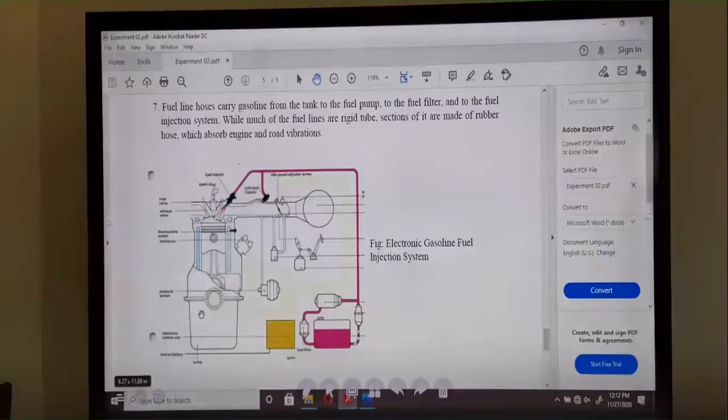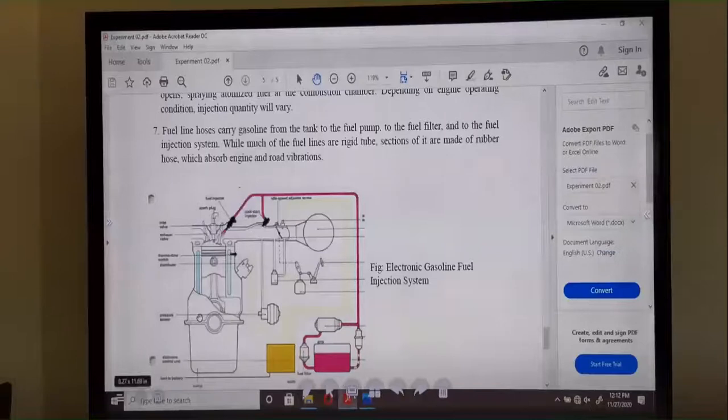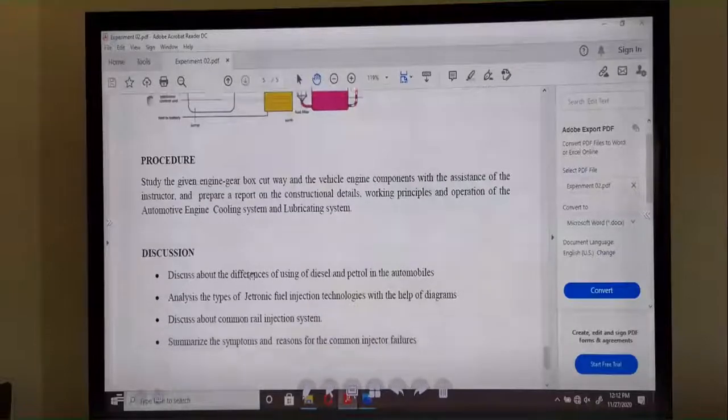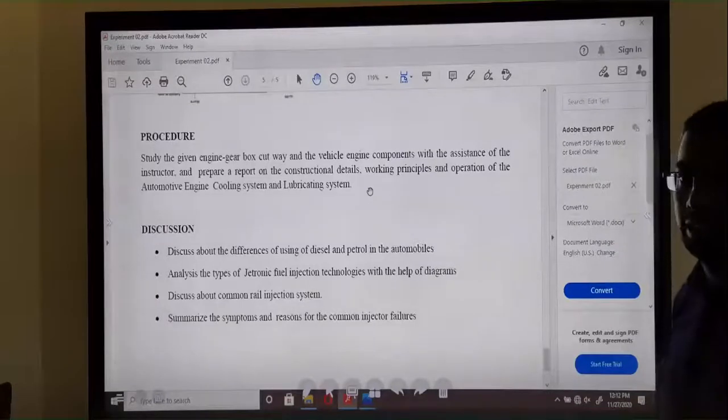So this is the explanation of the electronic injection system, and you can see that some of the discussions are here. Okay, I hope I clearly explained the whole thing. You can search the internet or any books, and you have to complete these discussions.